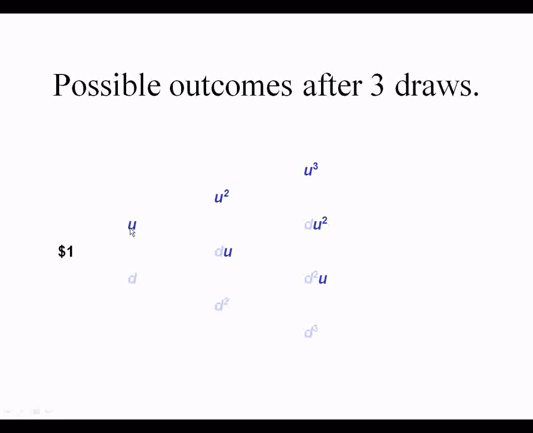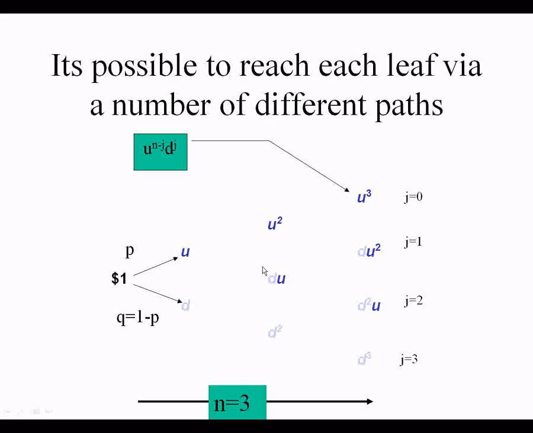We can have $1 and we can go up, up, and up, or we could go up, down, and up, or we could go down, up, and so on and so forth. The payoff at each leaf is u, the payoff in an up, to the power of n minus j, where j is the number of downs, d to the power of j. So that's the algebraic formulation for the binomial tree payoff at each leaf, that is the end point.